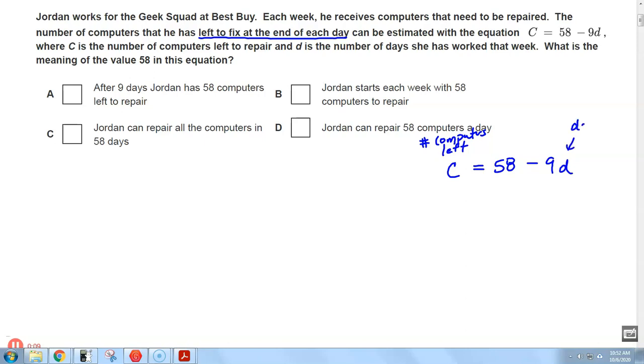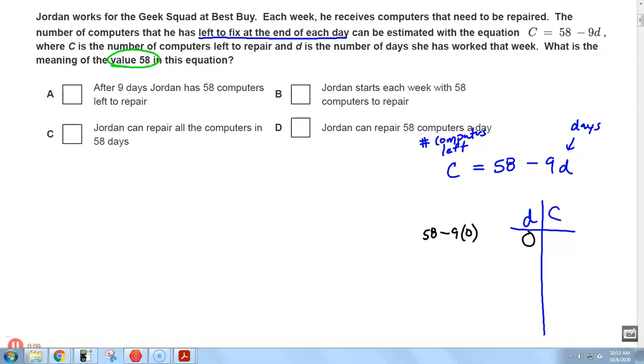So D represents days. And remember, a lot of times when I do problems like these, I like to make a small table just so I can get a feel of what's going on. I can see the y-intercept, I can figure out the slope. The ultimate question here says, what is the meaning of the value 58? What does the 58 mean in this question? Well, let me go through the table part first. If I start making a table, at 0 days, I plug 0 in and write the equation: 58 take away 9 times 0.